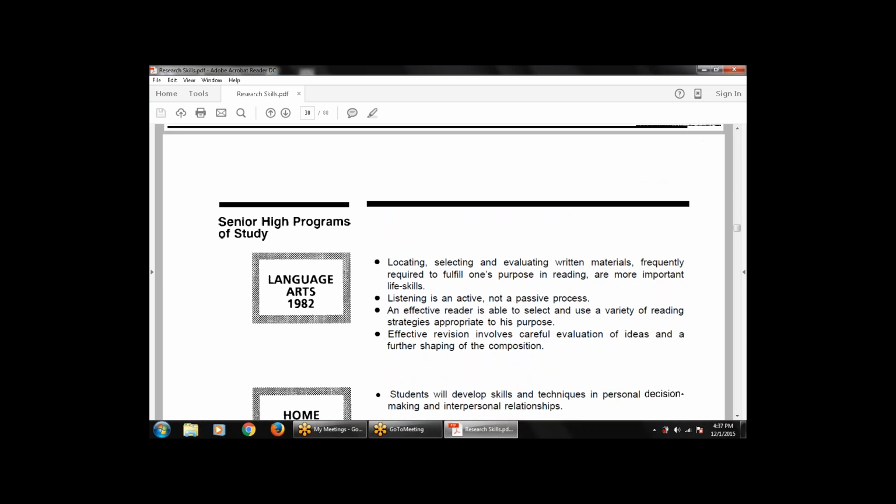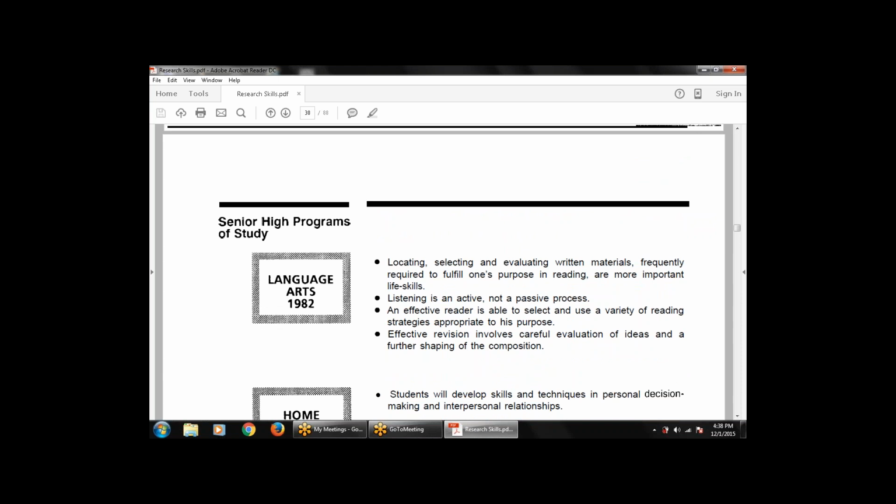The next is the senior high program of study. So we have studied the elementary program of study and the junior high program of study. Then next is the senior high program of studies. That is a part of the 10th, 11th, 12th classes, the senior high program of study, that is the 11th, 12th class.